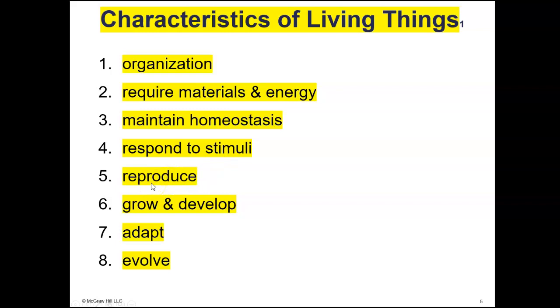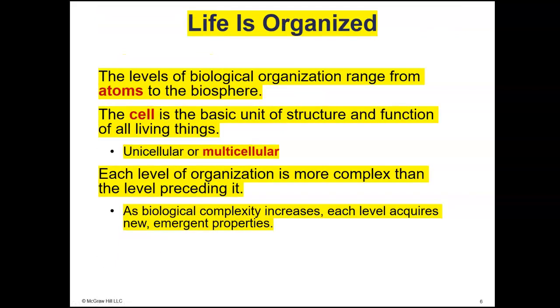Living things are able to reproduce. Living things grow and develop. Living things adapt and evolve. And we're going to cover what all of those characteristics actually mean. But first, we're going to start with the characteristic of organization. Life, or living things, are organized.